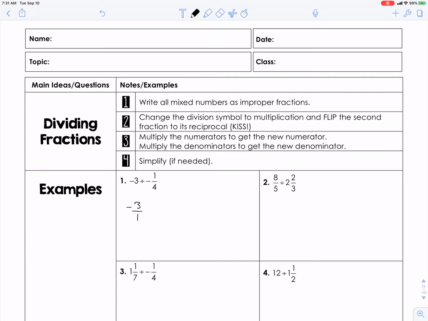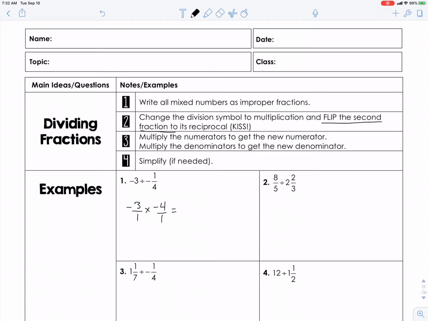Next, what do I got to do? I got to change the division symbol to multiplication. Okay, that was easy enough. Next, I need to flip the second fraction. Well, flip it. I've got a negative 1 over 4. It's still going to be negative, and now it's just going to be a 4 over 1. That's it. And now it's just multiplication like in the previous section.